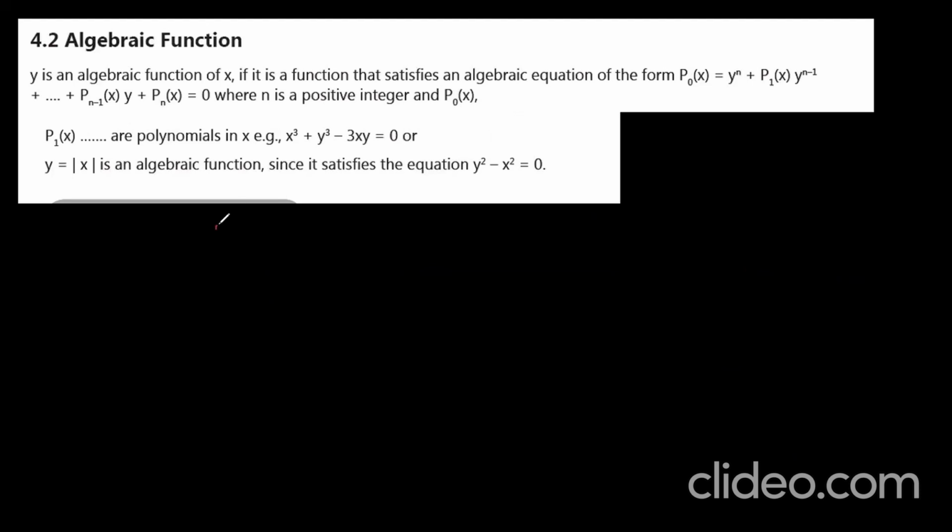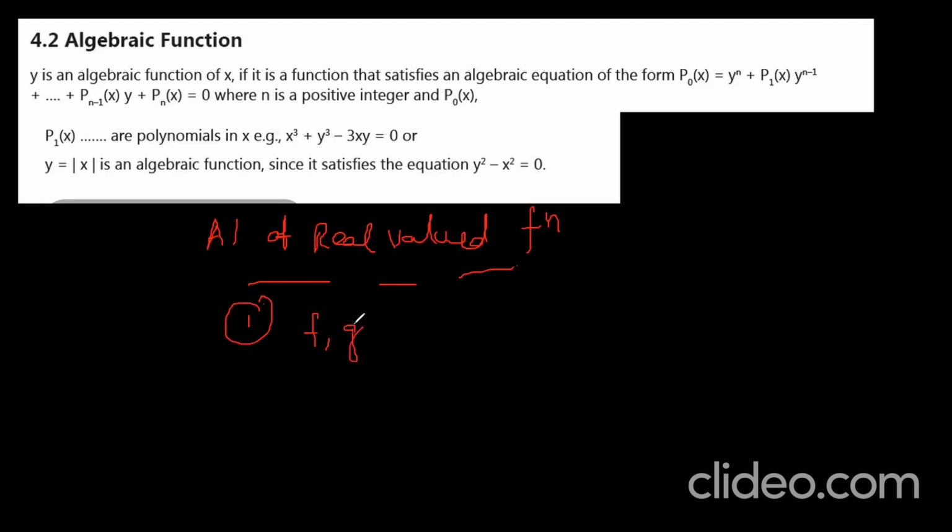If you see the algebra of real valued functions, the main properties are these. Suppose f and g are my two real valued functions, whose domains are A and B. Then both f and g are defined on A intersection B, where A intersection B is not empty. This is the condition I am taking. These are the two functions.